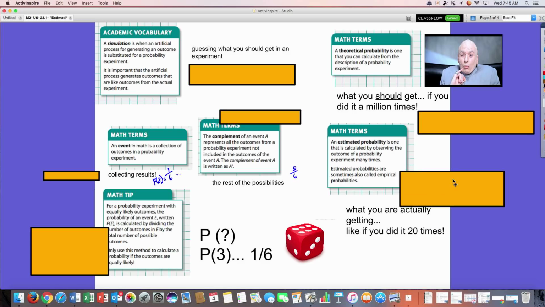And then estimated probability is what you're actually getting. Like if you did it 20 times, let's think about our dice game we played. You all picked what you thought it was going to be, but did we actually get that? No, we did not. We should have gotten mostly 6s, 7s, and 8s. But sometimes we rolled a 12. Sometimes we rolled a 2.